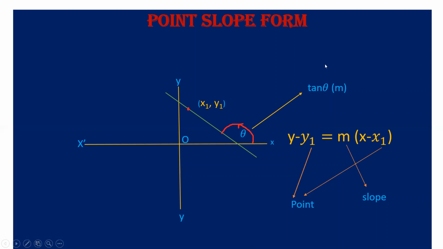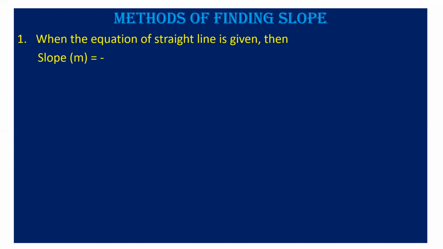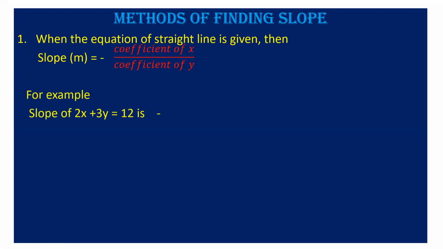Let me give you some hints for finding the slope. That is called the methods of finding the slope. Sometimes you'll be confused how to find a slope, so here are some tips. When the equation of the straight line is given to you, then we'll find the slope by using minus coefficient of x upon coefficient of y. For example, I'll give you one example here.